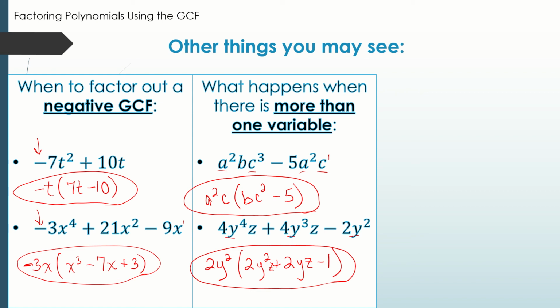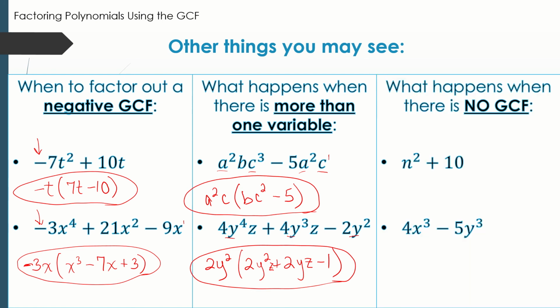One more thing that you have to be on the lookout for is what happens when there is no GCF. What happens when there's no number in common and no variable in common and there's nothing that you can take out of both? An example: we have n squared plus 10. The coefficients are 1 and 10, and they don't have anything in common. This has an n, but this term does not have an n. So again, nothing in common, so there is no GCF.